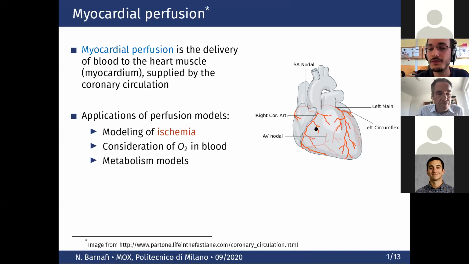In particular, you see in the figure on the right that coronaries stem from the aorta and deliver blood to the heart. If we're able to capture the inclusion of blood in the tissue, we can further improve the modeling of ischemia and really open a door to considering things inside blood such as sugar for diabetes, and then go deeper into metabolism models. So this is the relevance of going into nonlinear fluid mechanics.